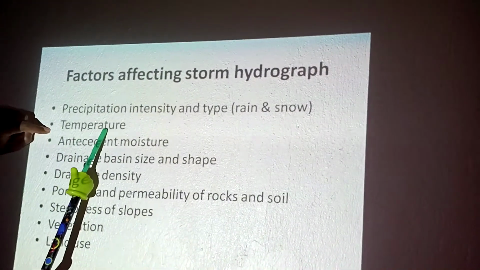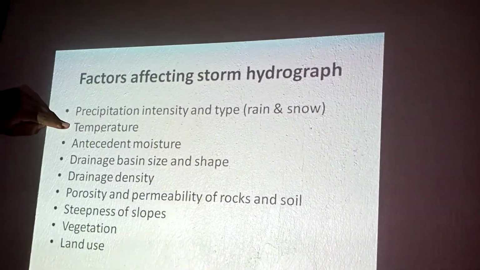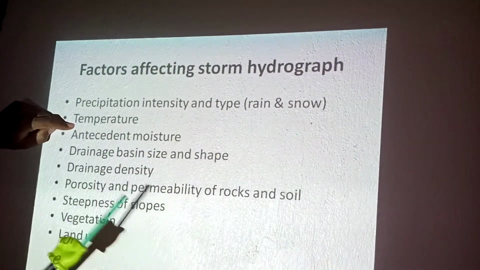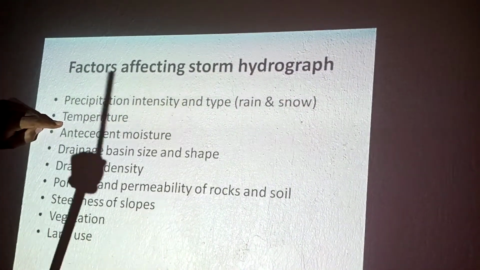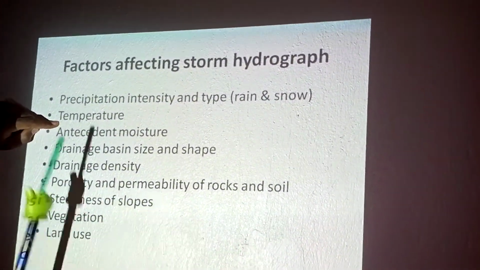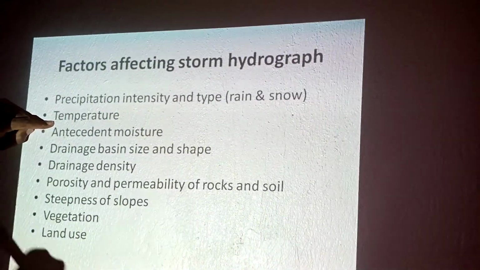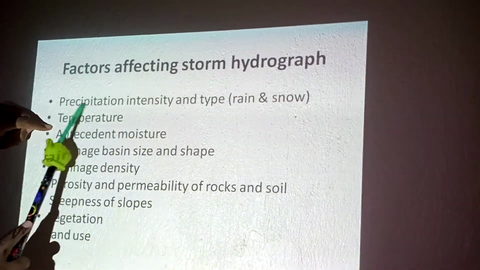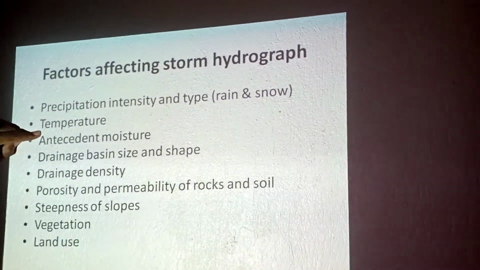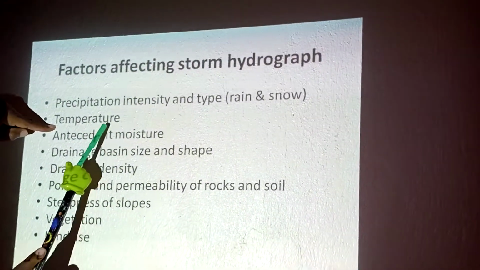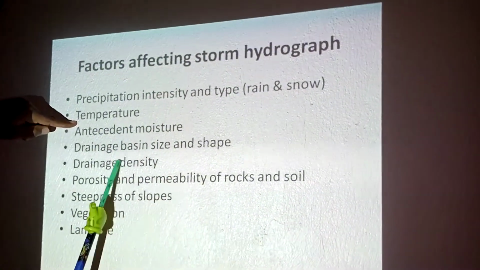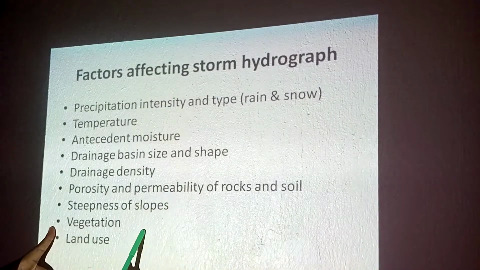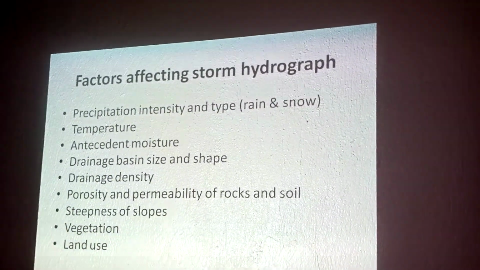Another factor is temperature. Temperature influences evaporation. The higher the evaporation, the lower the surface runoff, so the river will receive less water. And if it receives less water, there will be a lower peak discharge, longer time lag, and gentle rising and falling limbs. While when the temperature is low, there will be less evaporation, and more rainwater will flow to the river. At that time there will be higher peak discharge, steeper rising and falling limbs, and a short time lag.